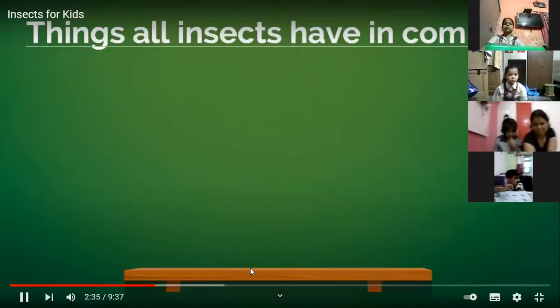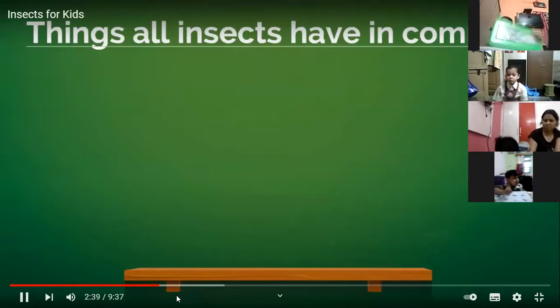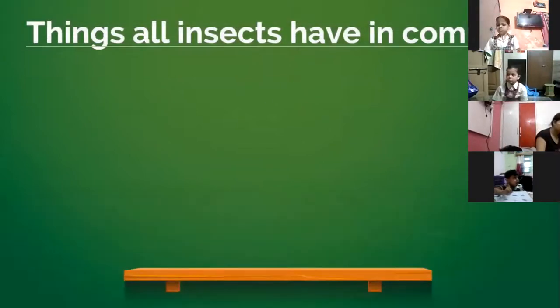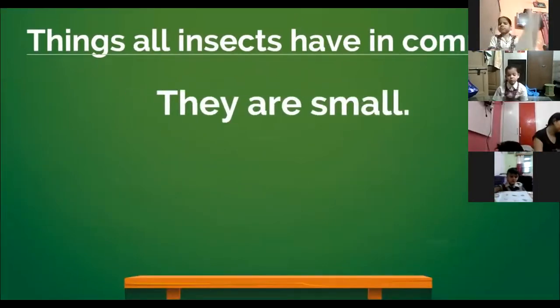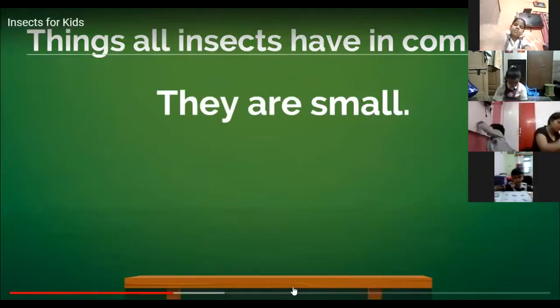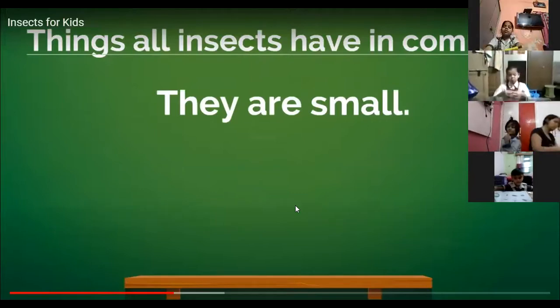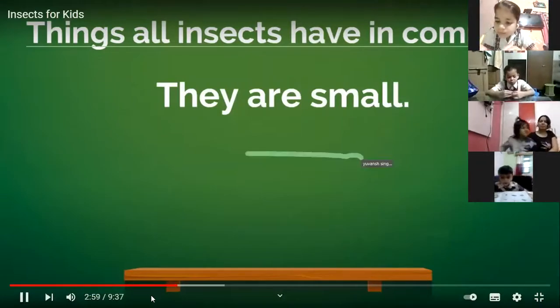Insects have in common. No jokes. These are the real things, okay? Things all insects have in common. First of all, they are small. Now, different insects are different sizes, but compared to other animal groups, insects are small. Insects are small in size. Their small sizes allow them to have special jobs other animal groups can't have. It's good that insects are small.